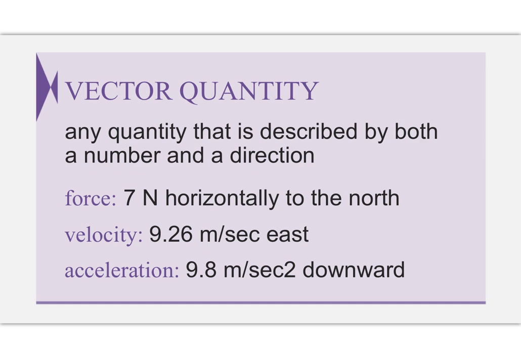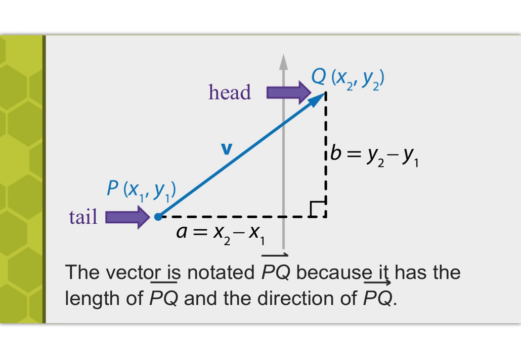So let's talk about some notation. The vector is notated PQ and it has what looks like a ray, but you'll notice it just has half of the arrow there. Half of the arrow, that is a vector. It has the length of PQ and the direction of the ray PQ. So we are now combining a line segment and a ray.